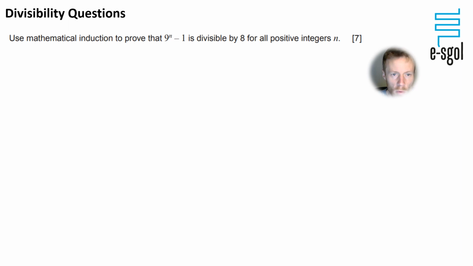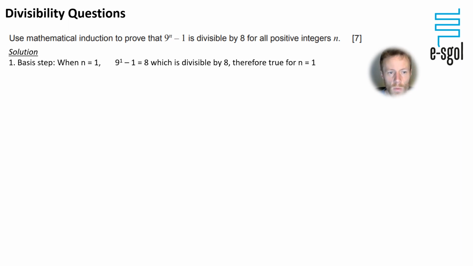On all these questions, you start with a basis step, which I've written. We just substitute the number 1 into whatever is given, and hopefully we show what they're asking for. In this case, we get 8 coming out. You do want to add a statement here, so something along the lines of this is divisible by 8, and therefore it is true for n equals 1. Don't just leave it there.